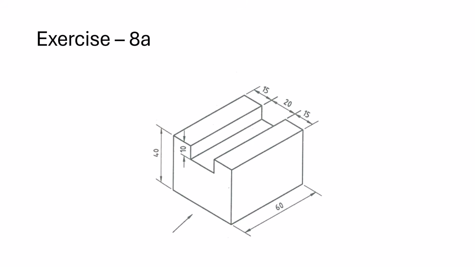In this video, we will learn about how to create this three-dimensional object by using Autodesk Fusion. So here, this arrow mark represents the direction of the front view. So here, this profile will be visible on the front view.